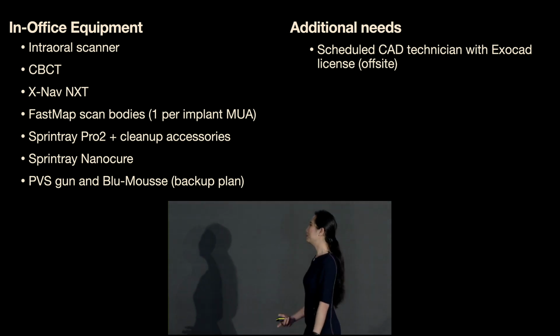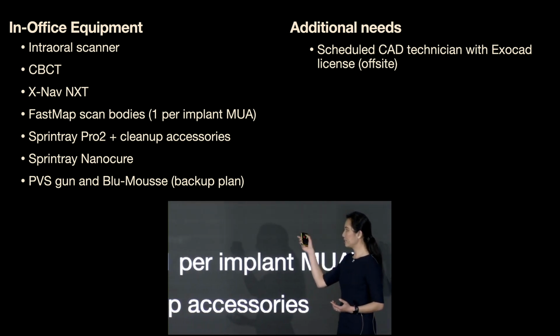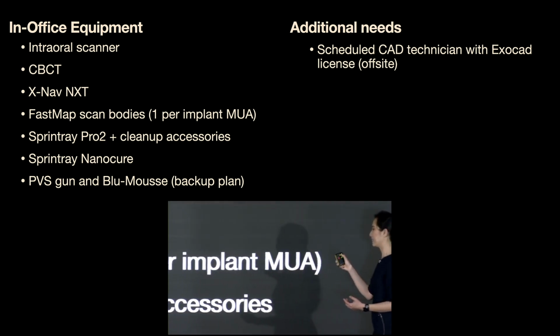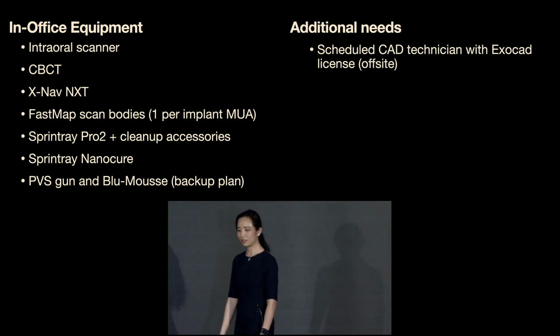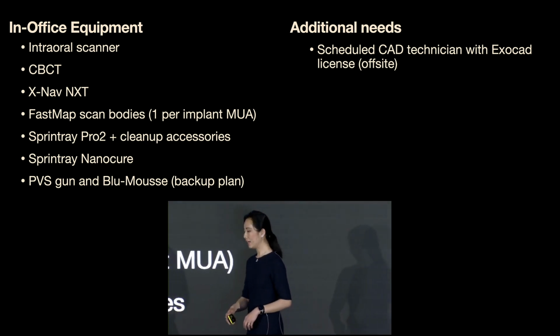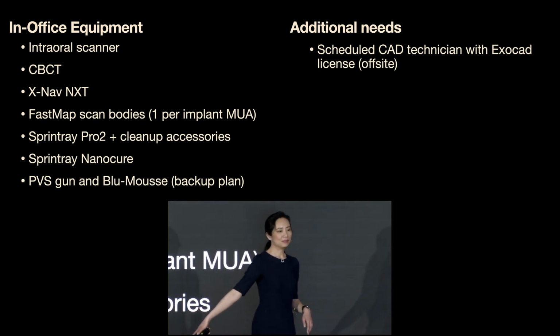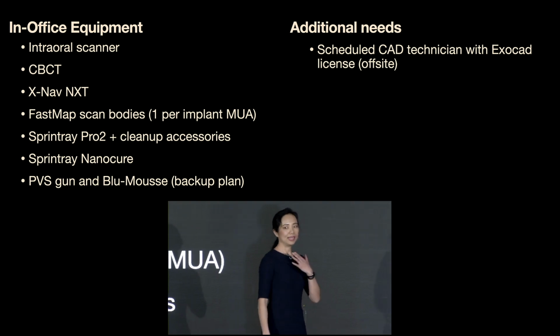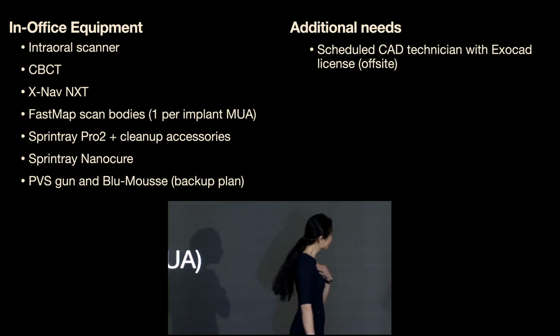So the in-office equipment that's required to pull off a case like this is an intraoral scanner, CBCT, X-Nav with NXT extension, FastMap scan bodies, 1 per MUA, a printer ecosystem, and PVS gun and Blue Moose, just in case I need a plan B. Because I don't know about everyone in this room, I always have plans B and C ready to roll, just in case anything gets weird.